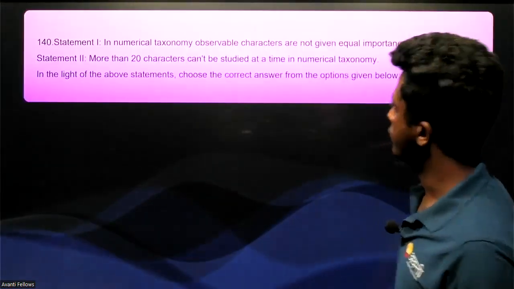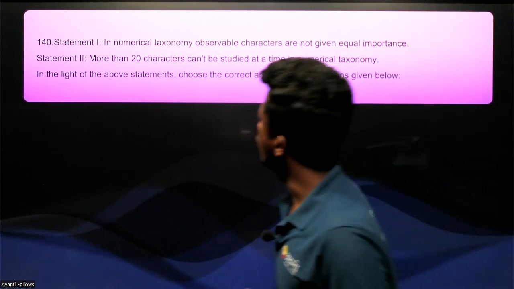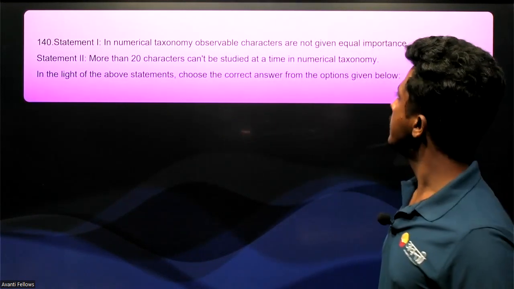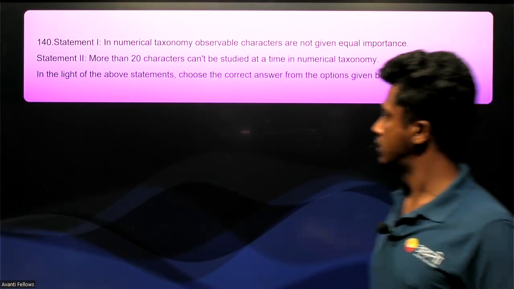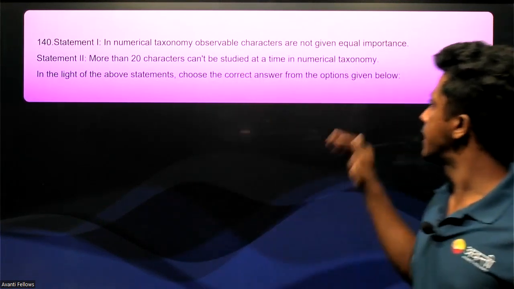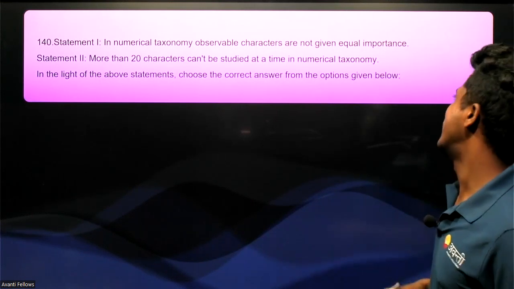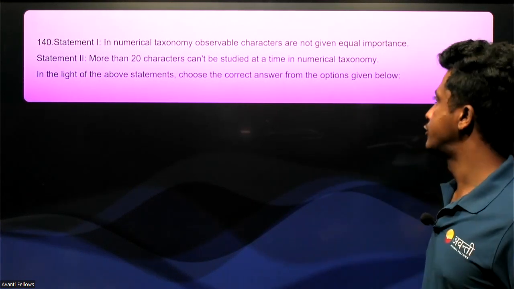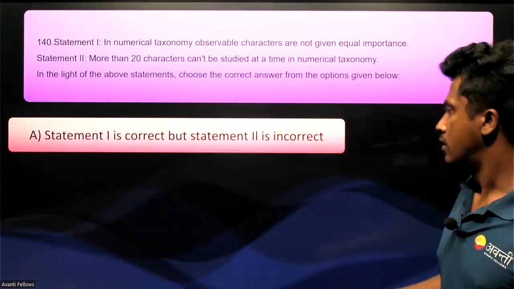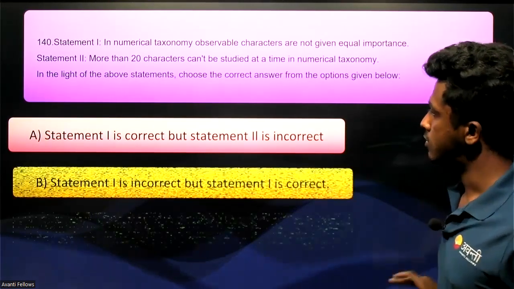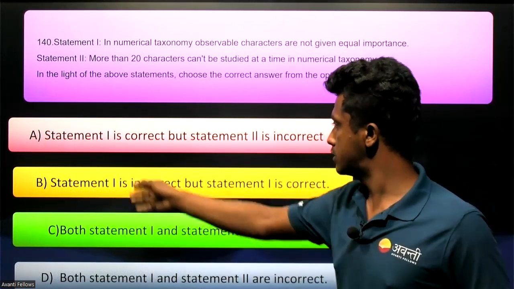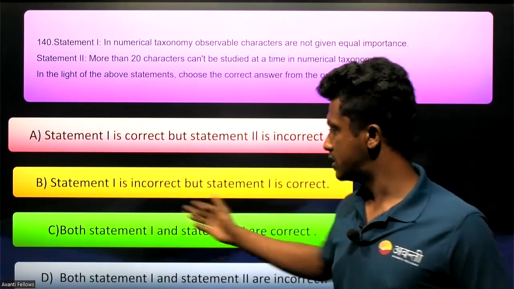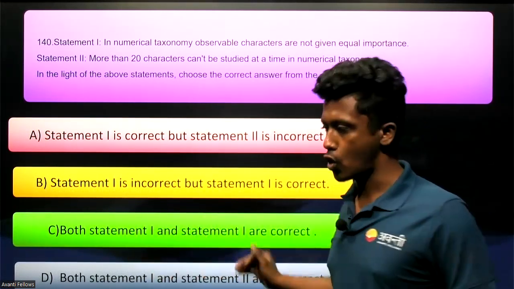Our next question is statement 1: In numerical taxonomy, observable characteristics are not given equal importance. Statement 2: More than 20 characteristics cannot be studied at a time in numerical taxonomy. So let's choose the right option. Again, they have given 4 options: 1 is correct and 2 is wrong, or 1 is incorrect and 2 is correct, both statements are correct, or both are wrong.